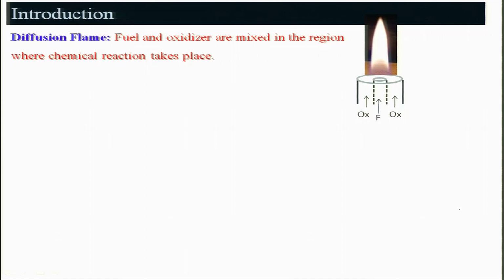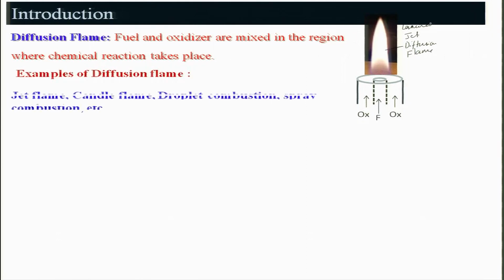The example I have shown you is where fuel and oxidizer are not mixed; they come out from concentric tubes and a flame is formed, giving a diffusion flame. Keep in mind that this is a jet diffusion flame, and this is laminar, so I can say a laminar jet diffusion flame. Examples are the jet flame, candle flame, droplet combustion, which we will be discussing, and spray combustion. Even the burning of wood is also an example of diffusion.